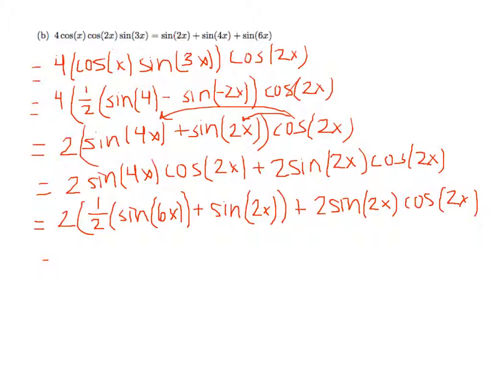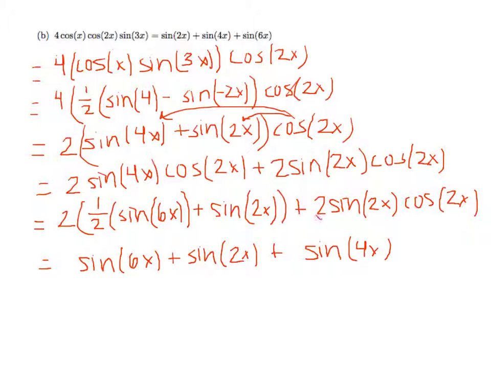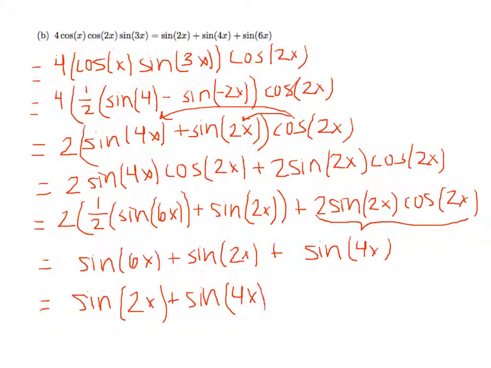Let's go ahead and get rid of that 2 and then 1/2. That becomes 1. So we have sine of 6x plus sine of 2x plus our 2 sine 2x cosine 2x, which is our double angle for sine of 4x. So that becomes sine of 4x. And we just need to rearrange that to be sine of 2x plus sine of 4x plus sine of 6x, which is what we needed to verify. So we're done with this problem.